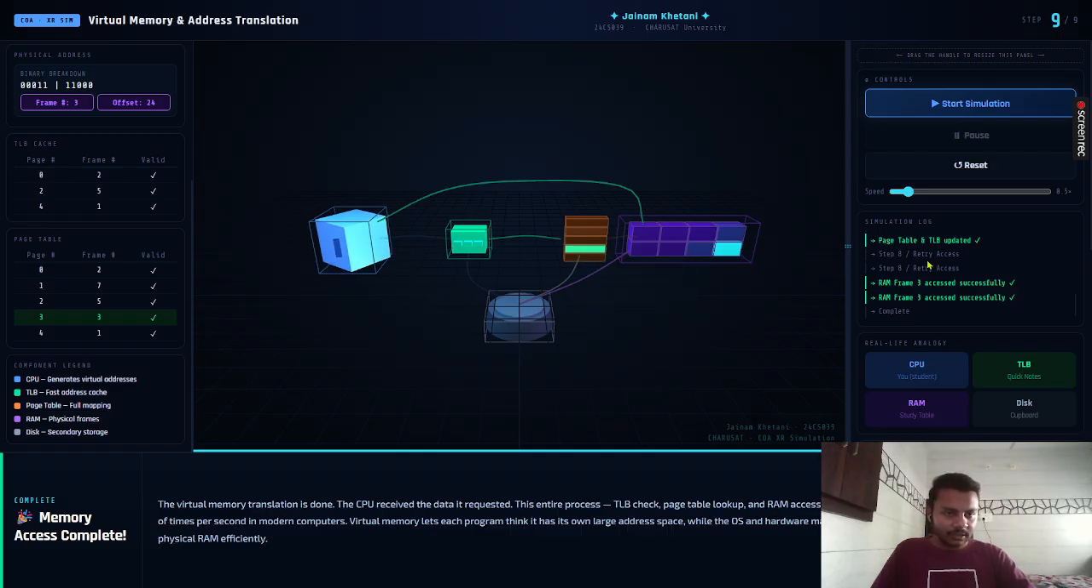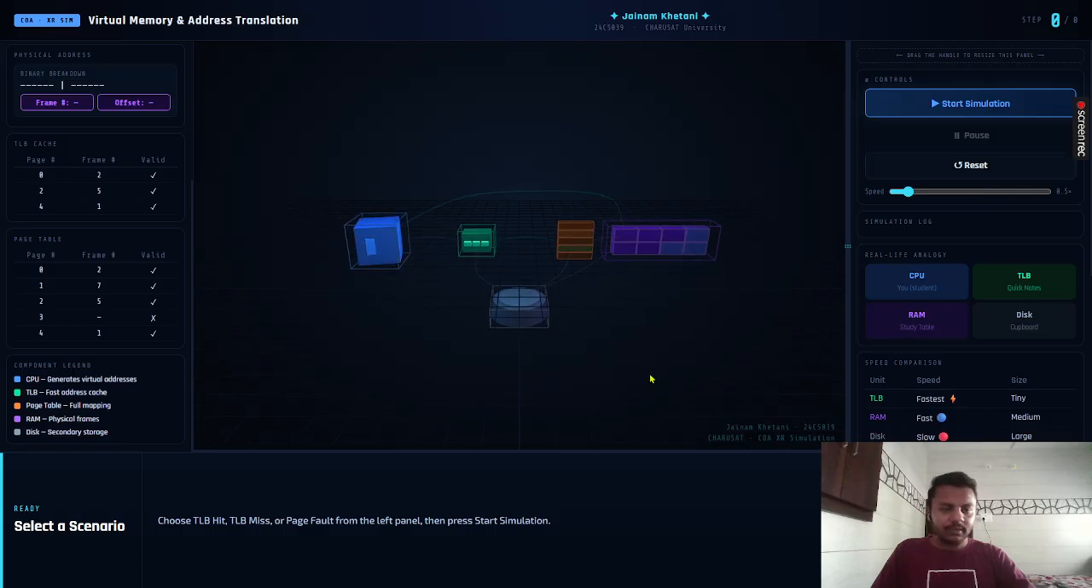First of all, let's understand. The blue box is the CPU. This is the TLB, translation lookaside buffer. This is the page table in orange color. Then we have RAM and disk storage. Disk storage is the gray one and RAM is the purple one.